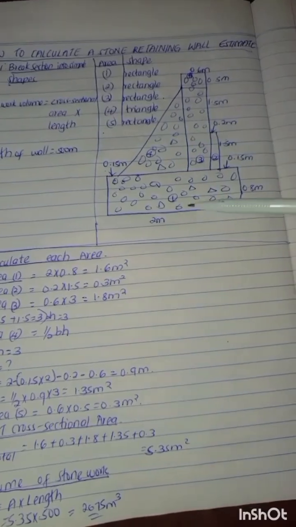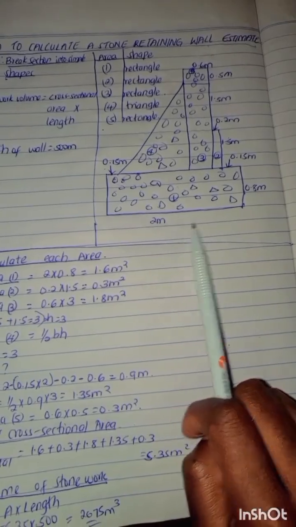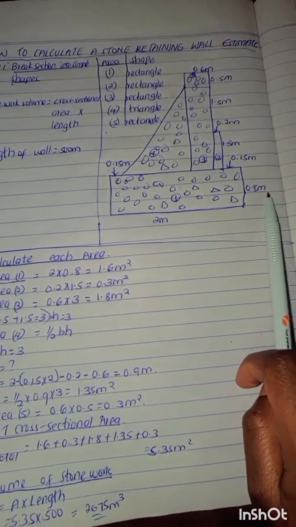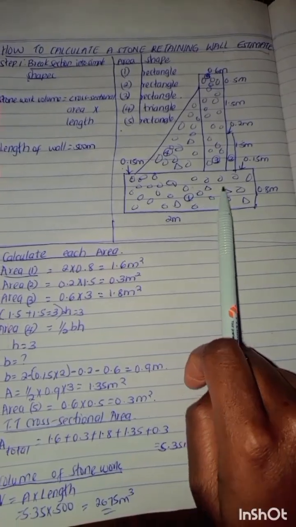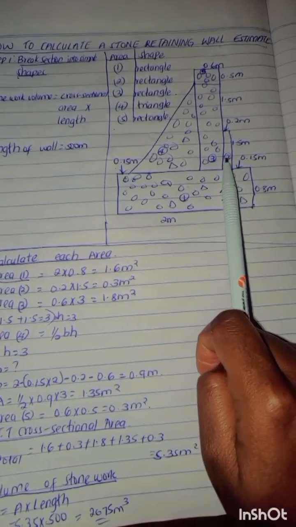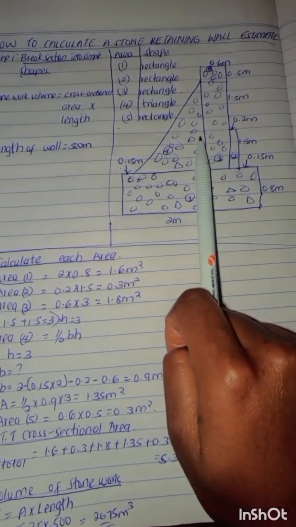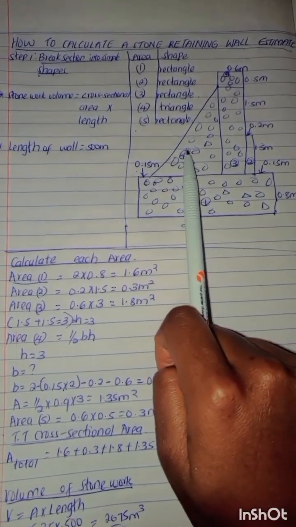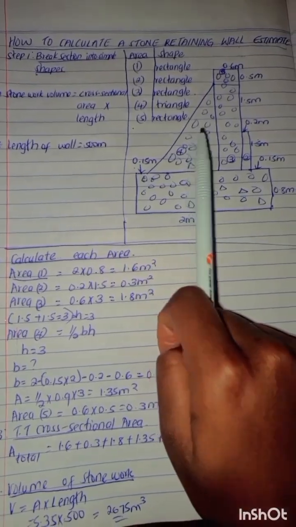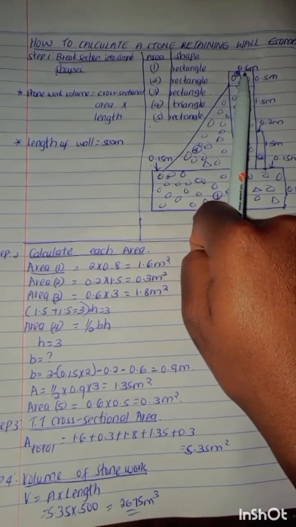So the first shape we find here is the bottom one, which is 2 meters by 0.8 meters. So this is the first section, a rectangle, and the second section is also a rectangle. You've got its own dimension. In the third section, you can see it's a rectangle. The fourth section is a triangle, and the last one, the fifth, is a rectangle section.